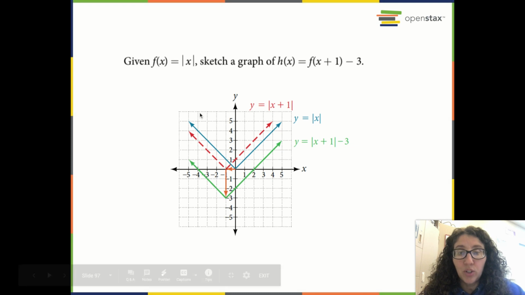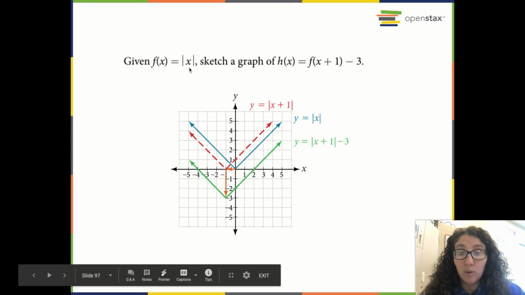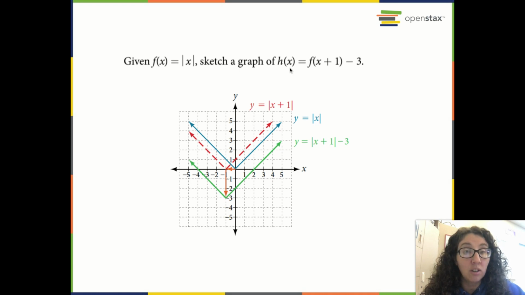Okay, what if we started with our toolkit function, absolute value of x? Sketch a graph of a combination of vertical and horizontal shifts. Before we look at the graph, we have a minus 3 tacked on the end. That's going to be a vertical shift 3 units down. And here we have f of x plus 1, which means the graph is going to be shifted to the left by 1. With vertical and horizontal shifts, the order doesn't matter. You can just choose one.